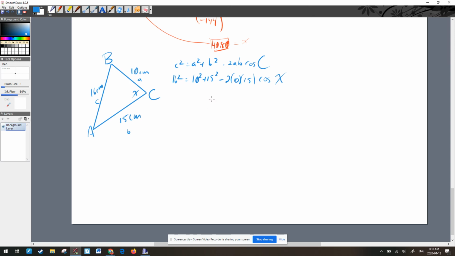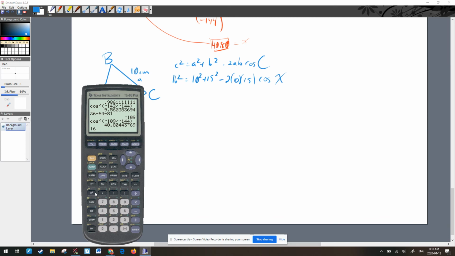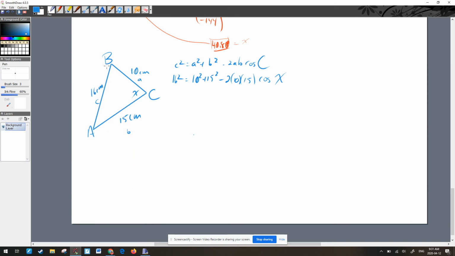Now we want to do some simplification. So I'm going to simplify each of these chunks. So 16 squared, I believe, is 256, but I'm going to just check that. So 16 squared, yeah, 256. So this is 256 is equal to 100 plus 225. 150 times 2 is 300, so minus 300 cosine of x. All right, good start. Going to move this over, going to move this over. They're both going to become negative. So we're going to have 256 minus 100 minus 225 is equal to negative 300 cosine of x.